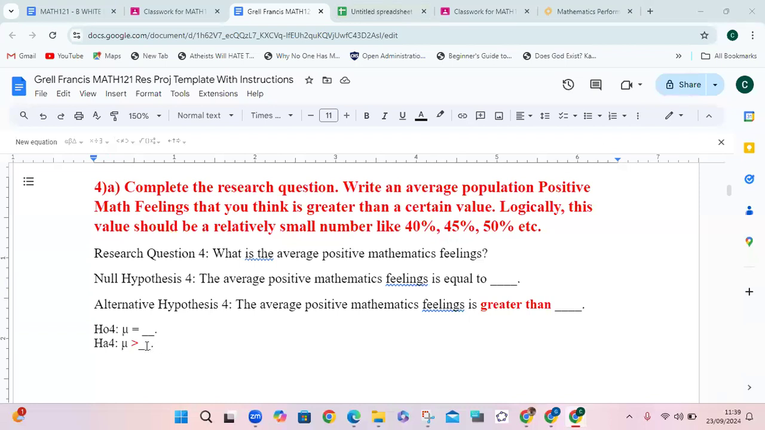I just got some responses there. It is greater than 10. It is greater than 40. It is greater than 20. Let's say it is greater than 15. And you can say, okay, it is equal to 15, and this has to be tested.